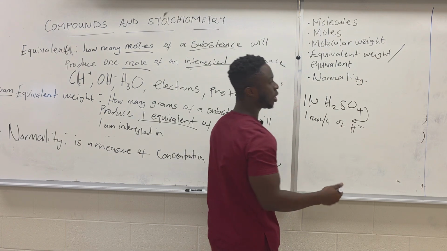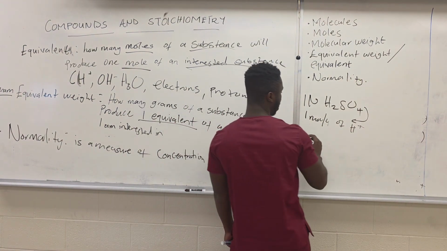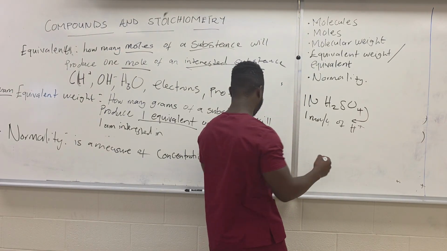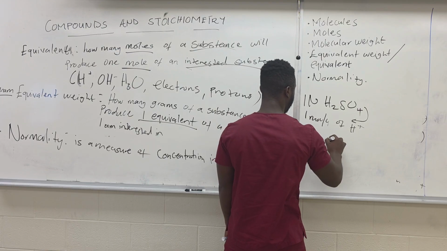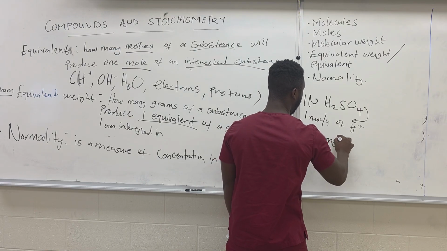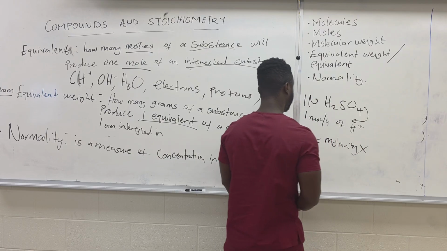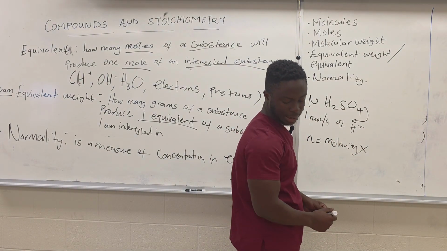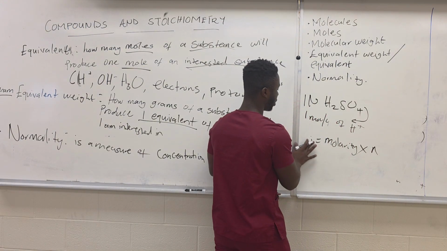Now, if we want to find the actual normality, the actual concentration of the substance, the formula for normality is given by: normality is equal to the concentration, which is the molarity, multiplied by N. So this is normality.